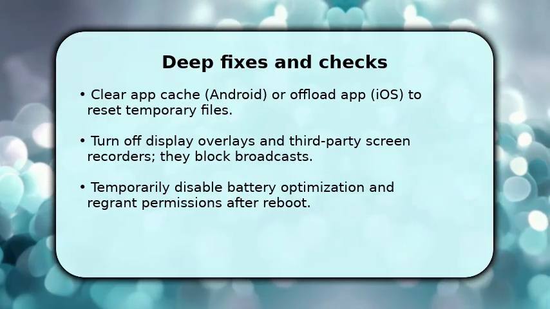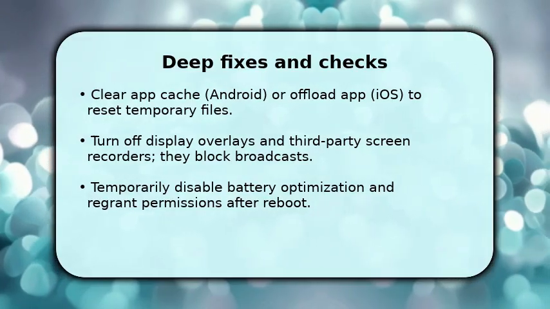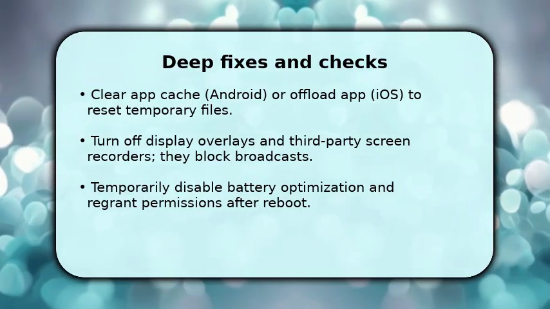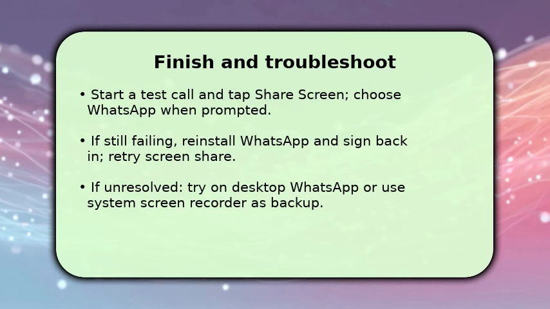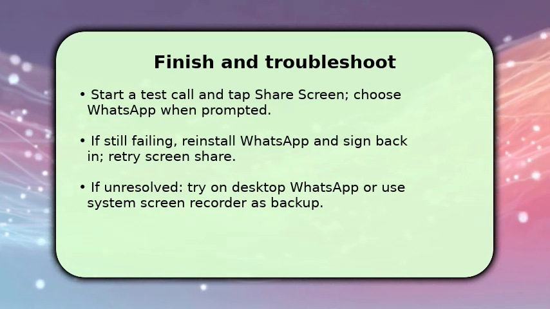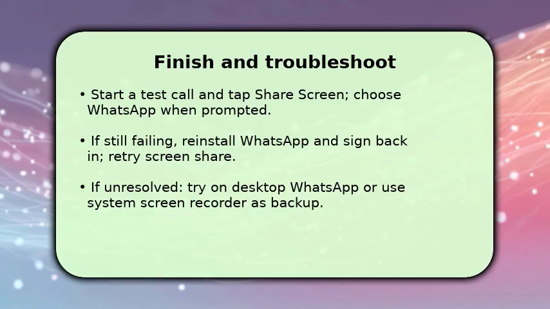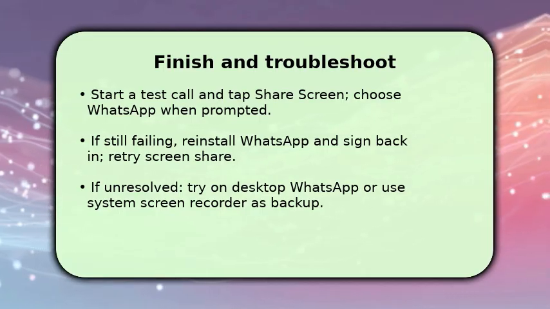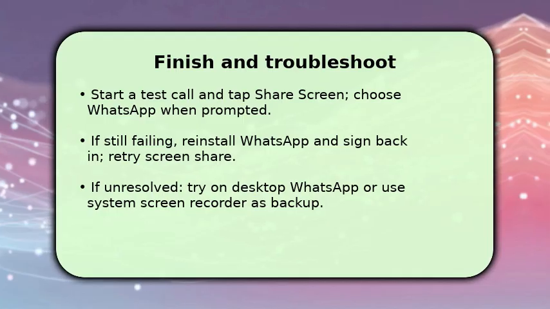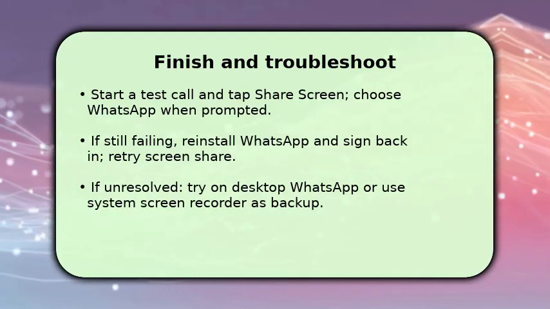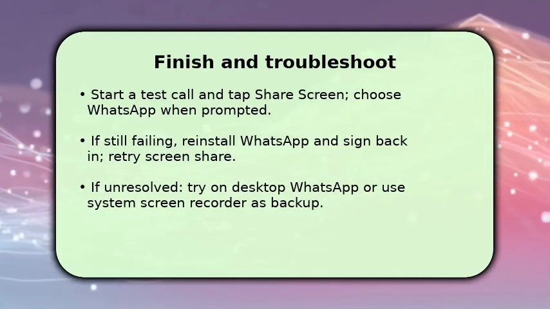Finally, reopen WhatsApp, regrant permissions if prompted, and start a one-on-one call. To complete the fix, start a test voice or video call and tap the Share Screen button. Select WhatsApp's screen broadcast when the system prompt appears and allow audio if needed. If it still won't start, uninstall and reinstall WhatsApp, signing back in to reset deeper settings, then repeat the steps.